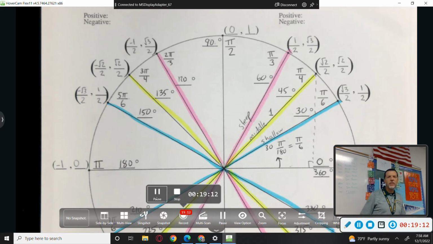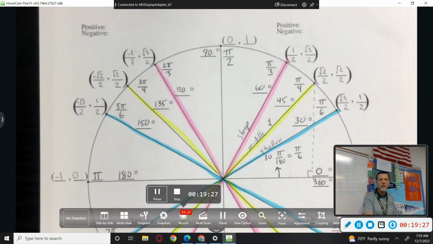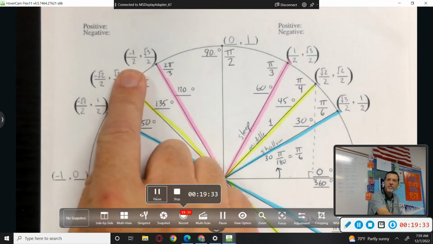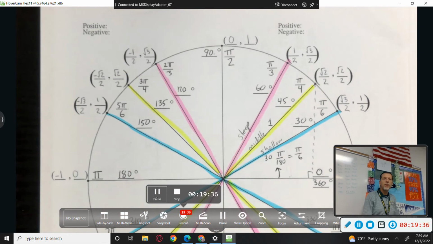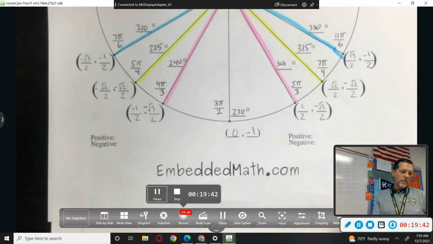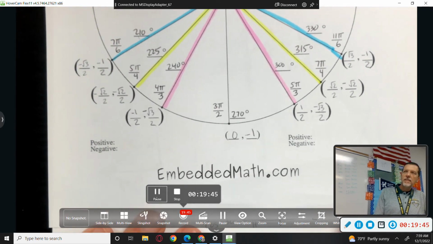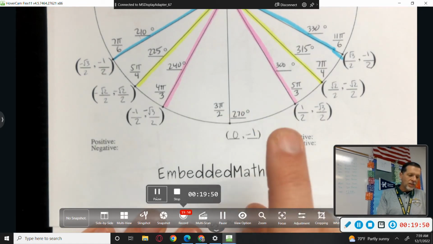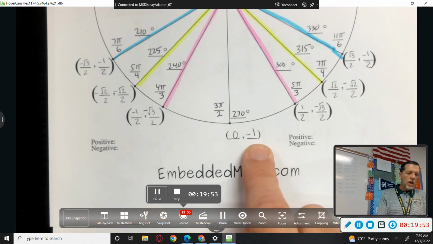If I ask you for the cosine of 2 pi over 3, don't anybody call it out loud, the cosine of 2 pi over 3. So you go to 2 pi over 3. You know that the cosine is the x-coordinate. So now somebody tell me, what's the cosine of 2 pi over 3? Negative 1/2. How about the sine of 270 degrees? What's that equal to? Negative 1. So you go to 270 degrees. I said sine, so you pick off the y-coordinate. And it's negative 1.